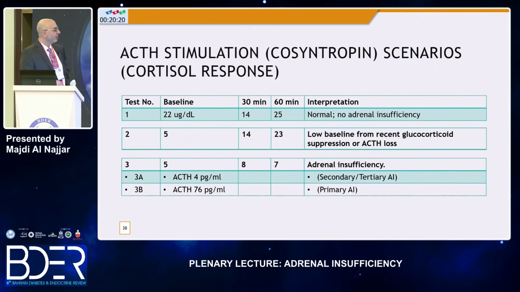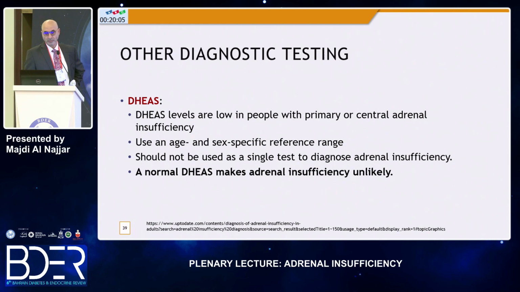The third one here: the patient has a low baseline and the stimulated level was also low. So this patient has adrenal insufficiency. To tell if it's primary or secondary, we measure ACTH. If it is low, then this is secondary. If it is high, this is primary. So again, as I mentioned, DHEAS: look if it is normal, it makes it unlikely.